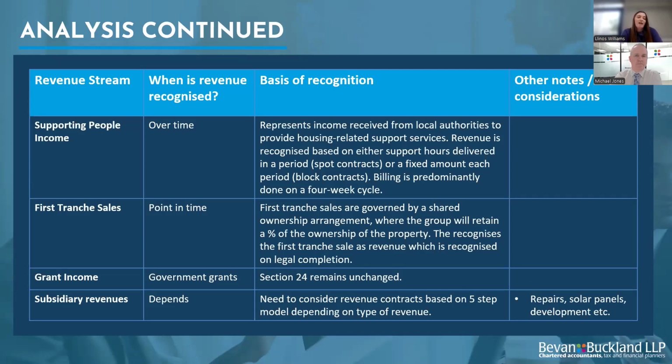So what this analysis demonstrates is that the 5-step model provides a consistent framework, and application will differ by income stream depending on the nature of the goods or services provided. Using a structured assessment like this will help organisations ensure consistency, identify areas of judgment and prepare clear and compliant revenue disclosures under both FRS 102 and the updated Housing SORP. Ultimately, it gives boards, auditors, regulators and users of the accounts a clearer understanding of how revenue is generated and recognised across the organisation. And now we're going to hand back over to Mike for the accounting.